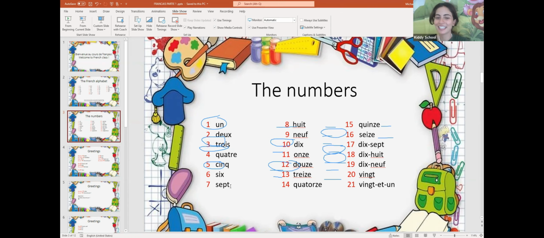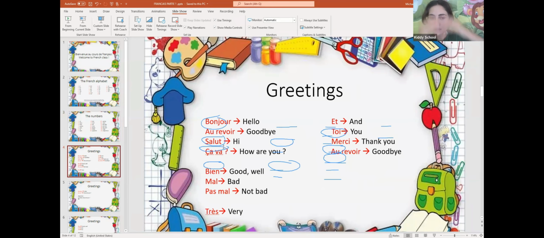And now, Zilly, the floor is yours. Go for it. One, two, three, four, five, six, seven, eight. Excellent. All right. So now we know how to count one through eight. Let's go through the greetings. Who knows how to say hello in French? Anyone? Zilly, go for it.